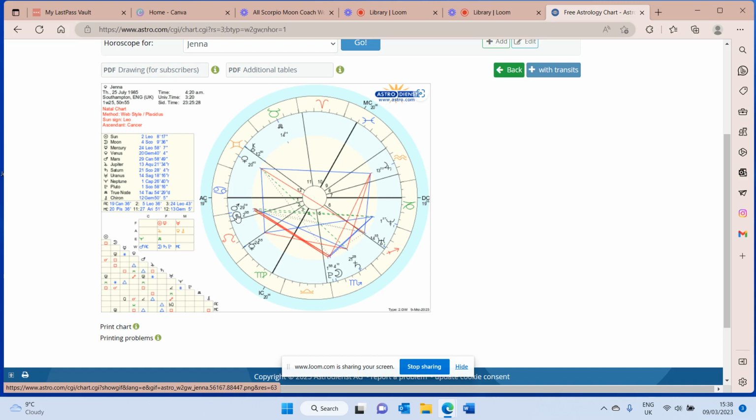So this is your first house, your second, your third, your fourth, your fifth, sixth. See how some of them are smaller, bigger than others, and everyone's varies. Your birth chart is completely unique to you. So these are your houses, and this is what we're going to be digging into in this birth chart masterclass on the 21st of March.